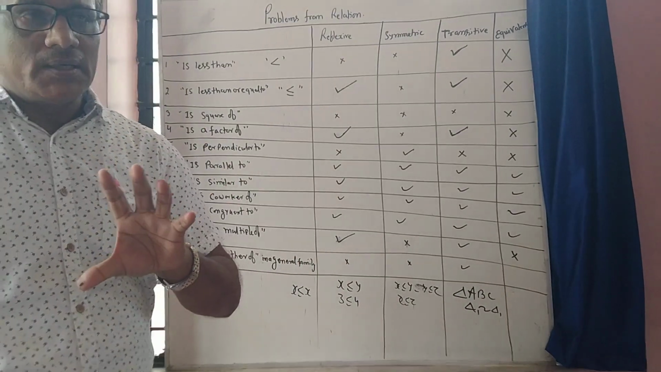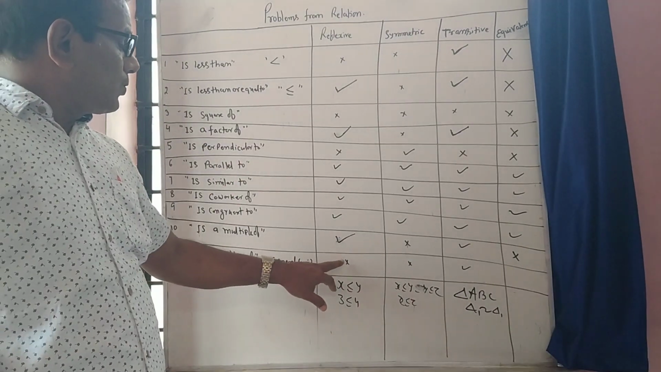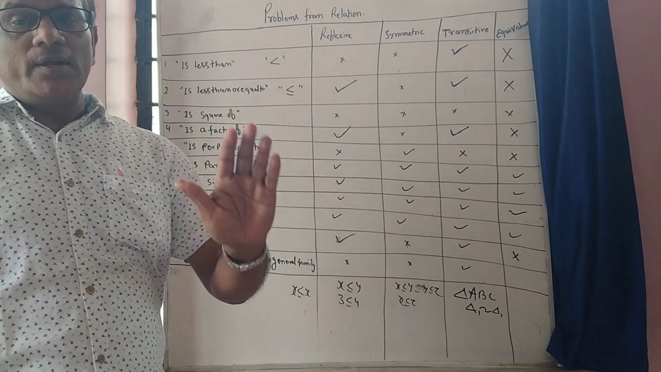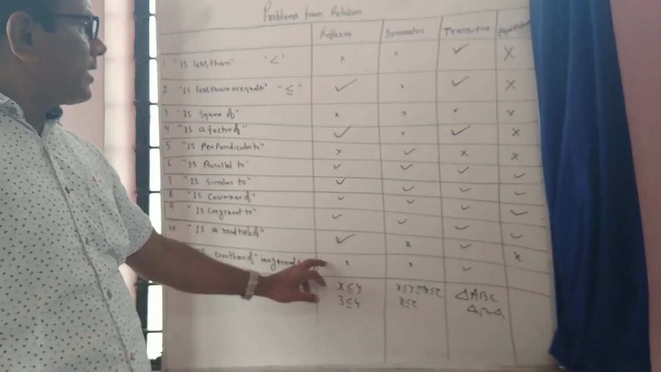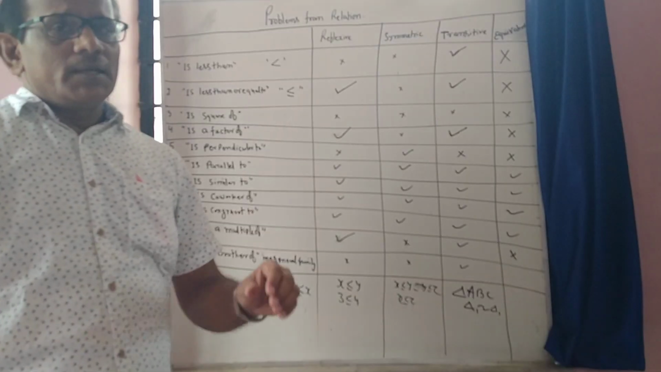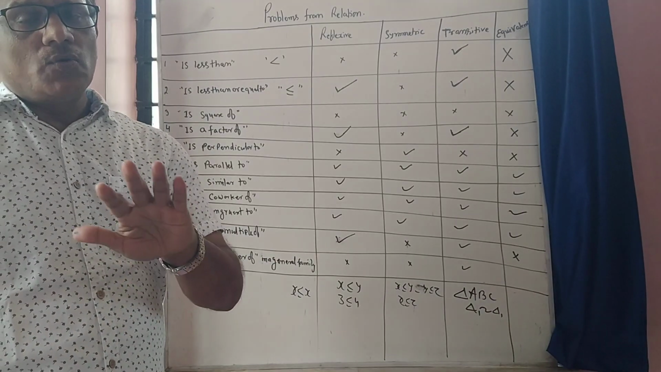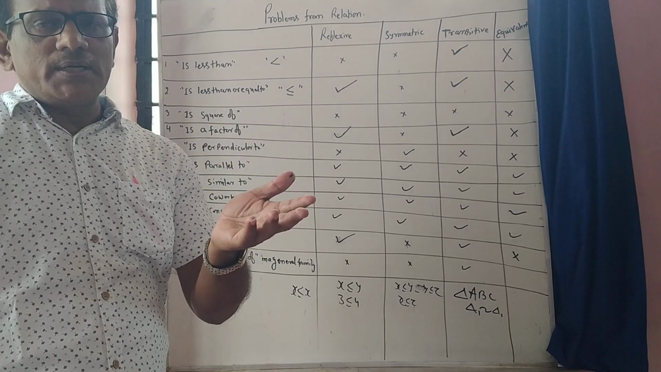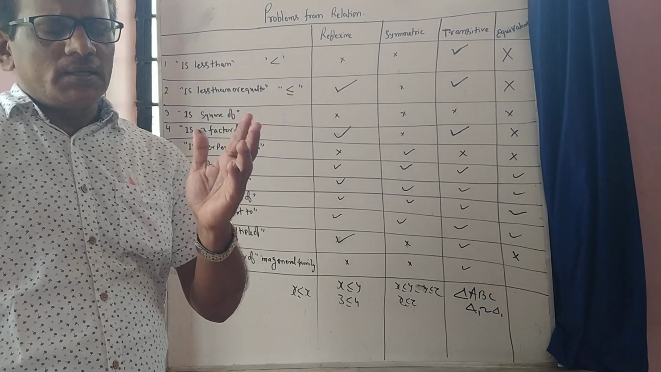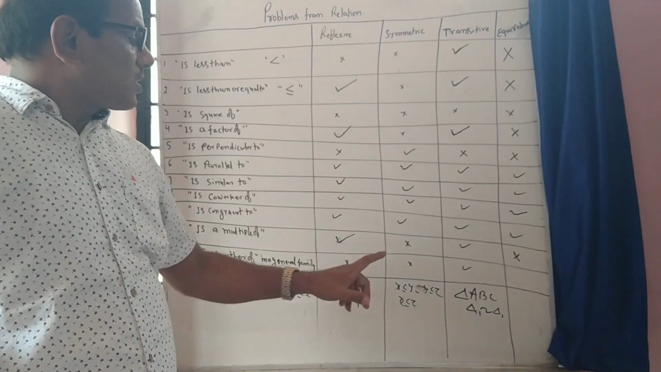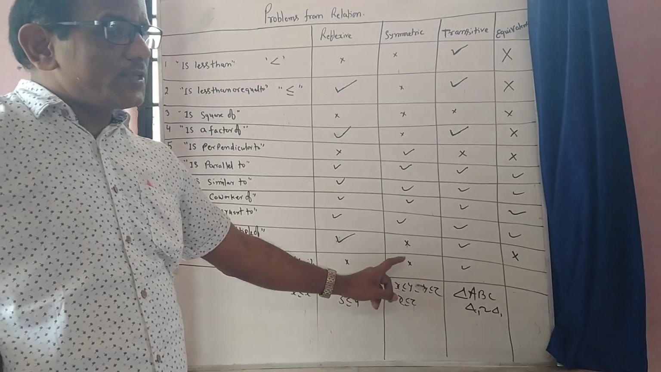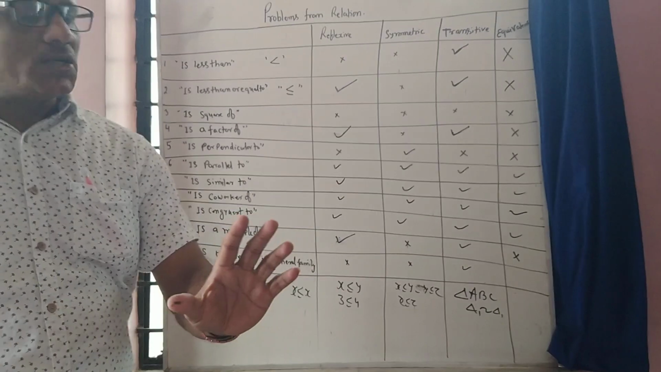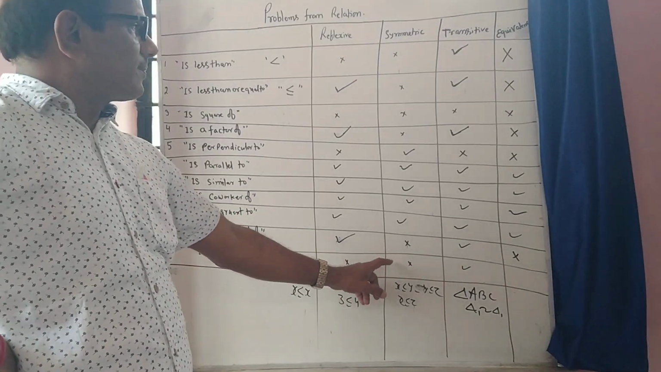It is not holding for everyone, right? So Draupadi cannot be a brother of herself. That's why it is not reflexive. Symmetric: if X is a brother of Y, is Y a brother of X? Not necessary. How? See, Saket is a brother of Riya, but Riya cannot be a brother of Saket. So therefore, it is not a symmetric relation.